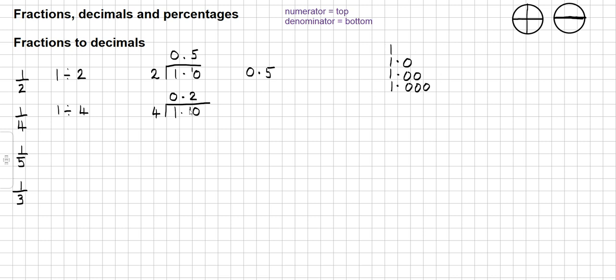Looking back at this, we know that we could carry on. We could put another 0 here. We're going to take the 2 that's left from this column and put it in front, which makes 20. So we can now say 4's into 20. 4 goes into 20 5 times exactly. So we have an answer of 0.25.